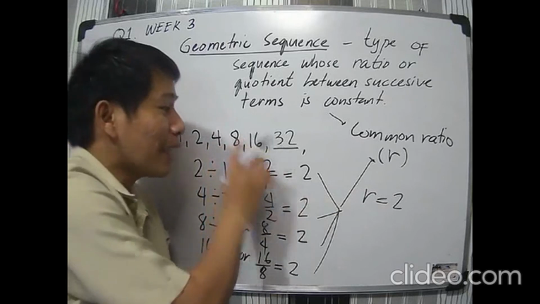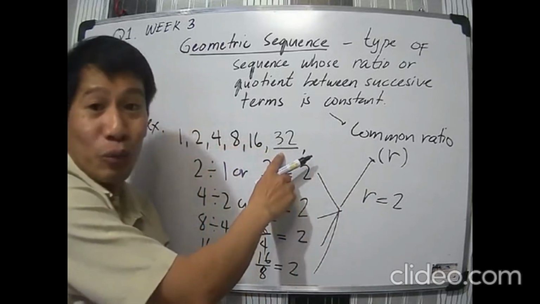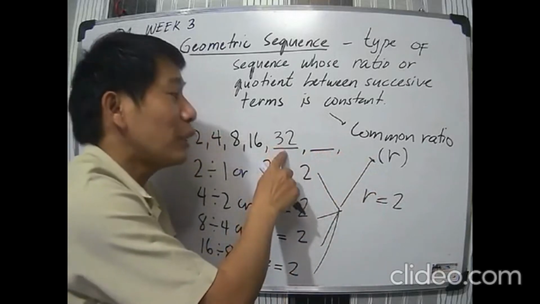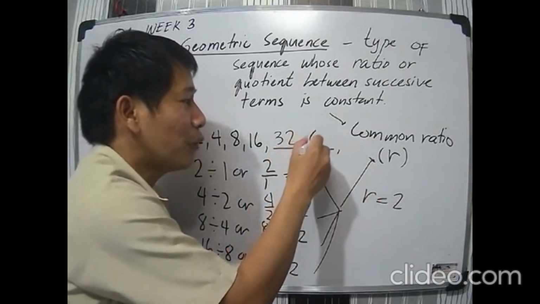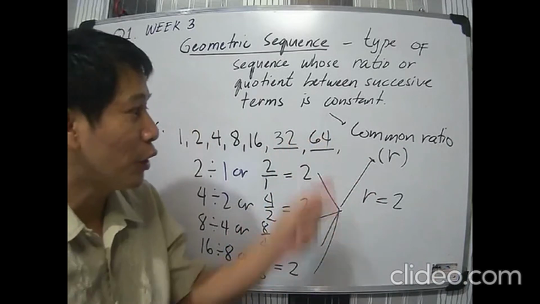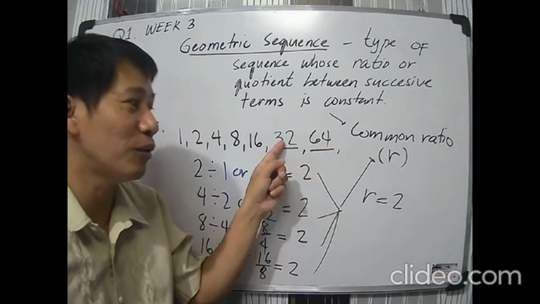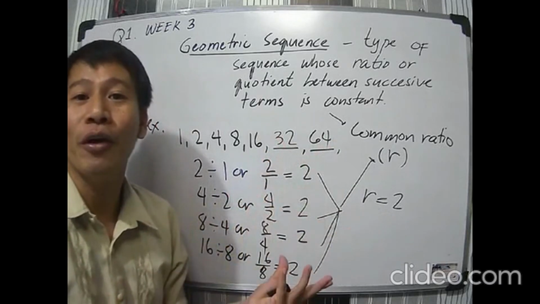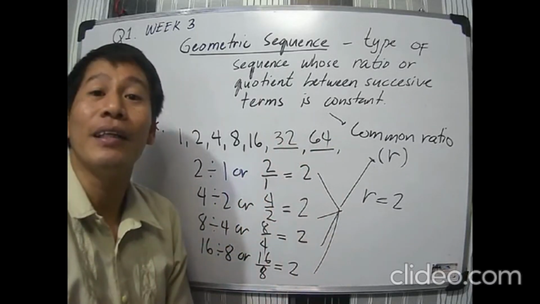And 16 times 2, we will get 32. And if we continue the process, we multiply 32 by 2, we will get 64. And if we check it, 64 divided by 32, the answer is 2. So this is an example of a geometric sequence.